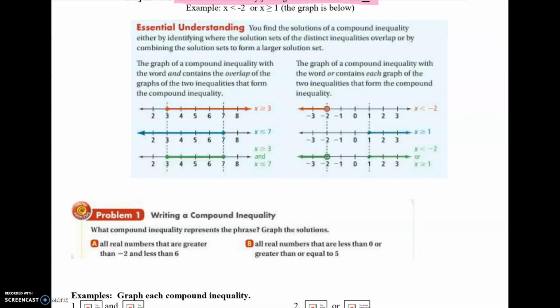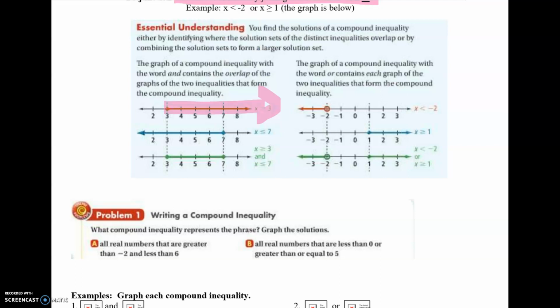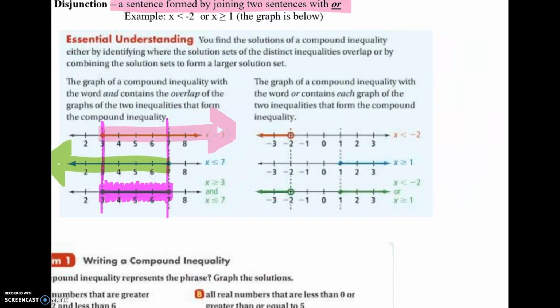So when they graphed x is greater than or equal to 3, they had a closed circle on 3 and they graphed everything to the right. When they graphed x is less than or equal to 7, they had a closed circle on 7 and they graphed everything to the left. You'll notice that these are the boundaries. So we're looking where those two inequalities overlap. Well, where do they overlap? At x equals 3 and x equals 7. So everything in between is what is graphed when you have a conjunction or an "and" inequality.